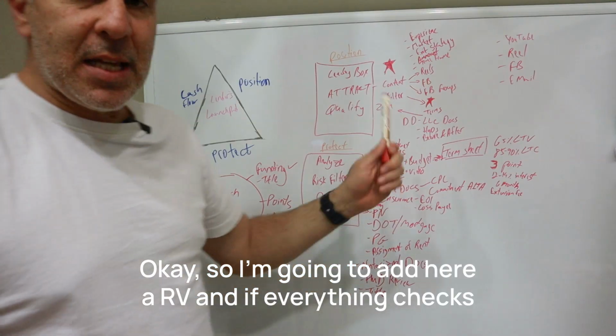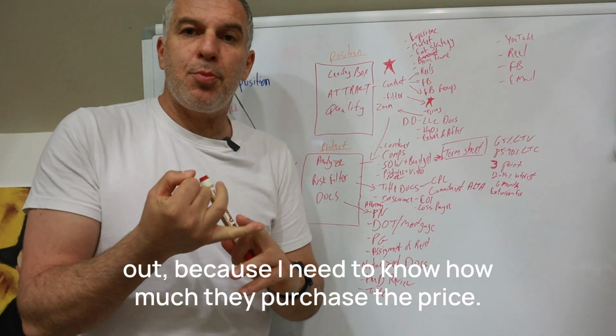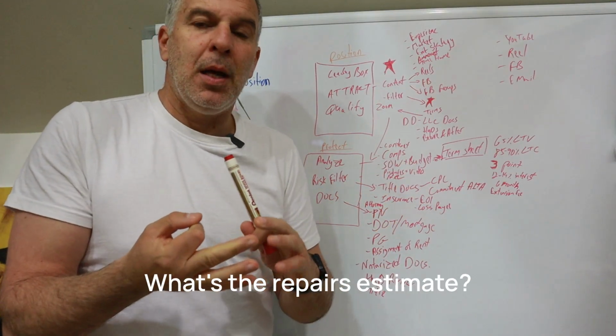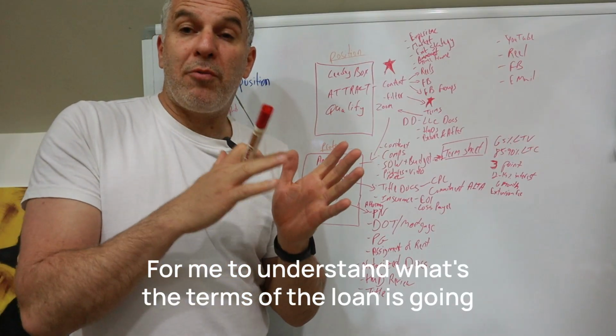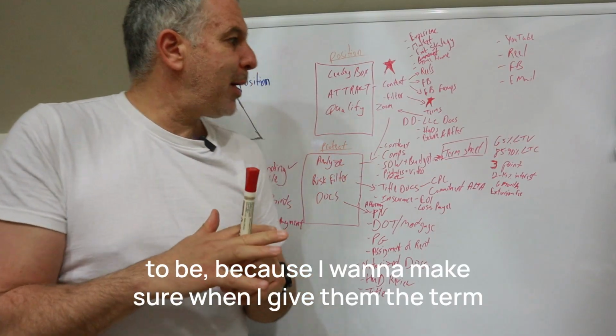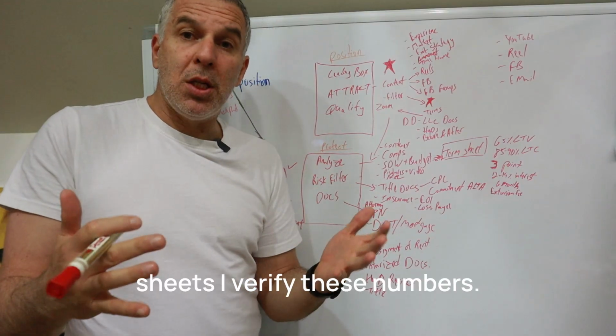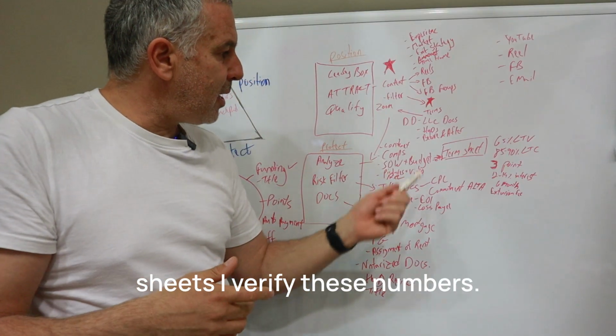And if everything checks out, because I need to know what the purchase price is, what the repairs estimate is, and what the after repair value is, for me to understand what the terms of the loan are going to be, because I want to make sure when I give them the term sheets, I verify these numbers.